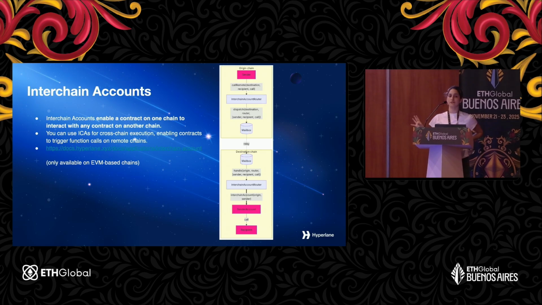Another feature you can use, or application of Hyperlane, is interchain accounts. Interchain accounts basically enable a contract on one chain to interact with any contract on another chain. So let's say you have a Hyperlane warp route and you want to extend it to multiple chains. If you directly make it from an interchain account, that will make it easier because you can just make that contract interact with all the other contracts on the other chains instead of doing that one by one.